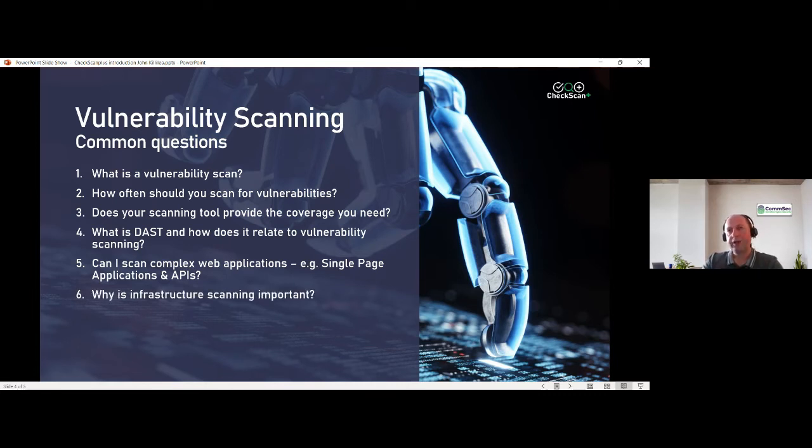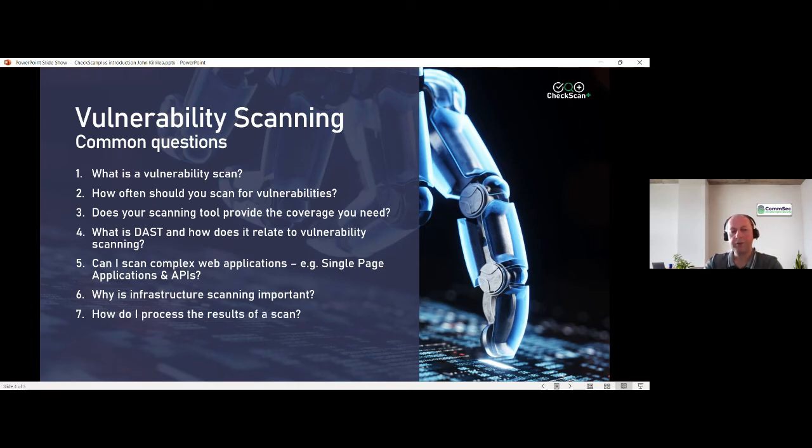Dara mentioned infrastructure scanning as well earlier on. Why is that important? I suppose infrastructure vulnerabilities can still be used by attackers to compromise a system, such as missing operating system patches, weak administrative passwords. So it's important to verify and fix these quickly.